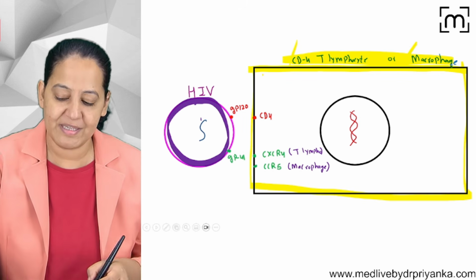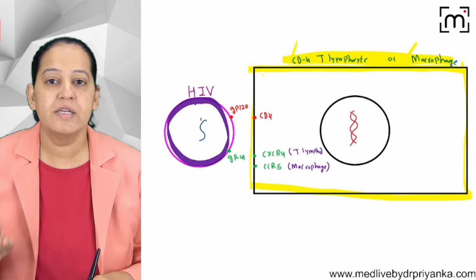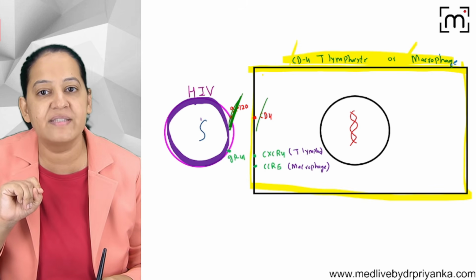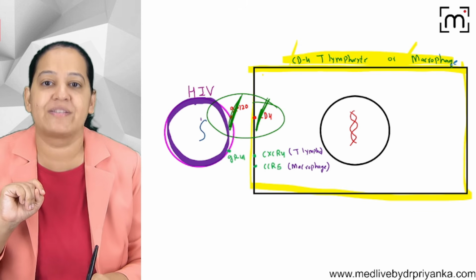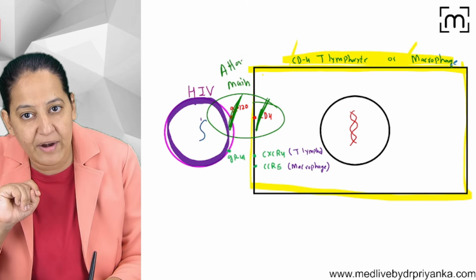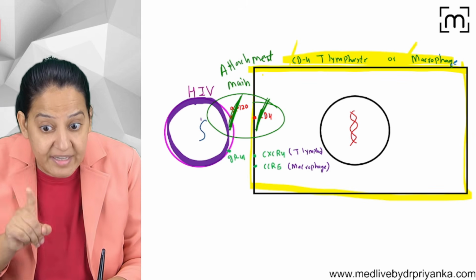How does attachment take place? For attachment, we require the main receptor. So glycoprotein 120 of the virus binds with the CD4 receptor of the host cell. This is known as the main receptor, and it is required for attachment. This is how the virus attaches to the host cell.